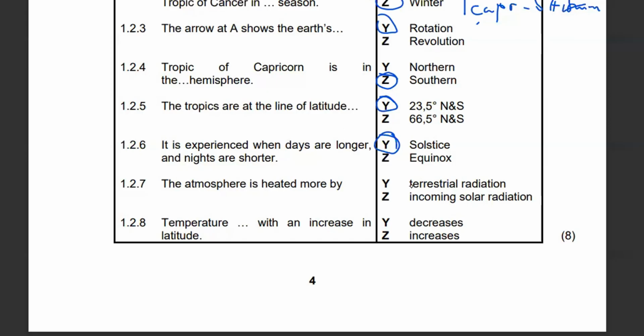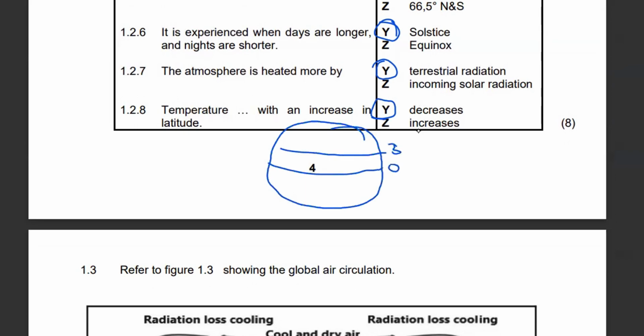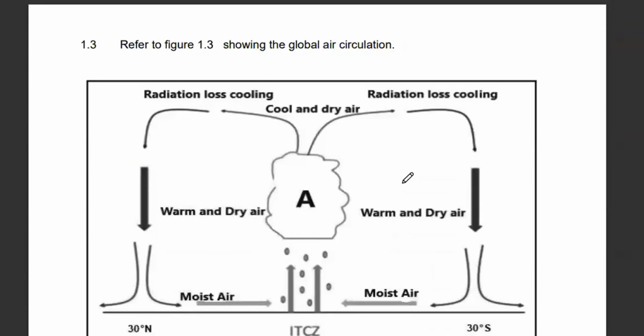The atmosphere is heated more by terrestrial radiation, which is long wave radiation. Temperature decreases with an increase in latitude. What are we saying here? Our latitude, we are referring to distance from the equator. We have our 0 latitude, and let's say we have our 30, and we have our 60 and 90. An increase in latitude, we are moving from the equator from 0 going to 90 north and from 0 going to 90 south. This is the polar region. It's freezing. So our temperature decreases with an increase in latitude.